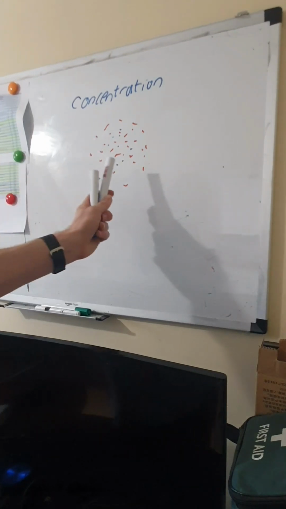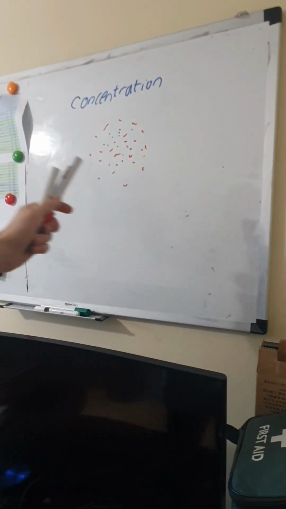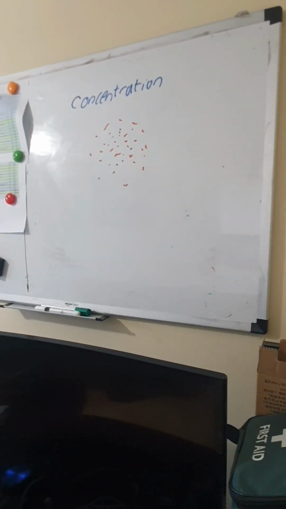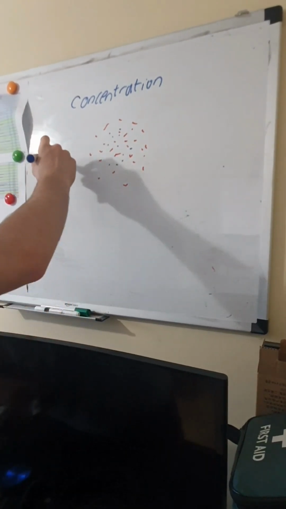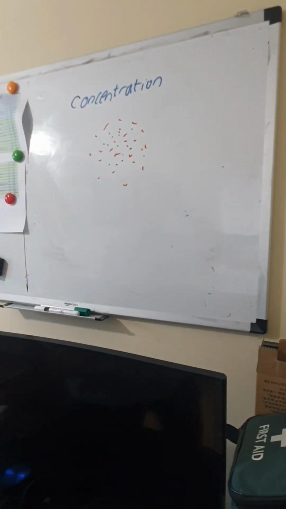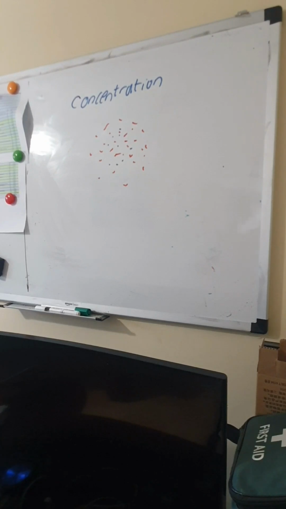Concentration is how many blue dots I've got compared to how many red dots I've got. Okay. And so I can do that by adding up all the blue dots and comparing that with all of the red dots, okay?